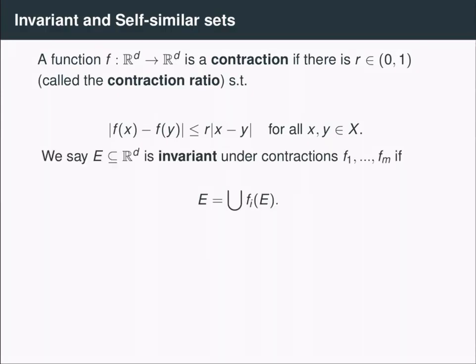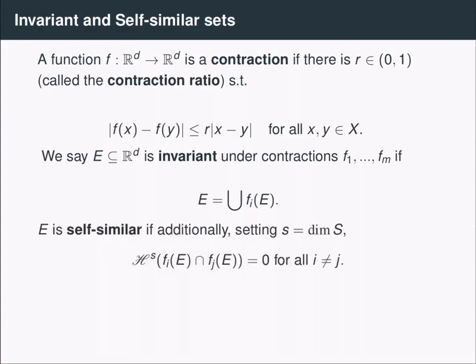A set E is said to be invariant under a set of contractions if we can write it as a union of images of E under these contractions. Notice that this union is not necessarily disjoint, so these images can overlap. However, we say a set is self-similar if these images are effectively disjoint, in the sense that the intersections of the contractions of these sets have zero Hausdorff measure with respect to the dimension of the set.